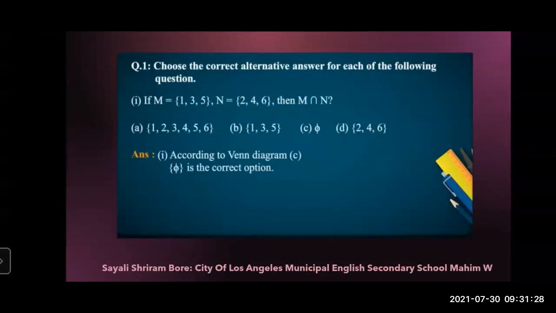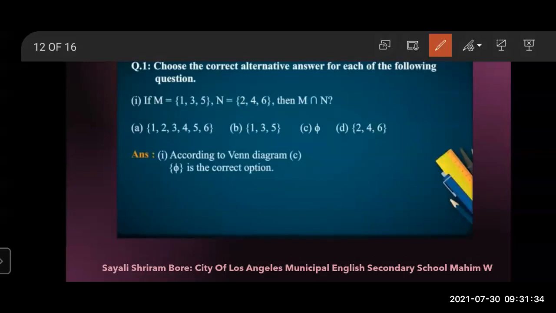Now here is an example of how a multiple choice question can be asked. Choose the correct alternative answer for each of the following questions. That means four options are given, and from the four options we have to select the correct one. You should know how to solve and find the correct answer. So the first one: if n is equal to 1, 5.